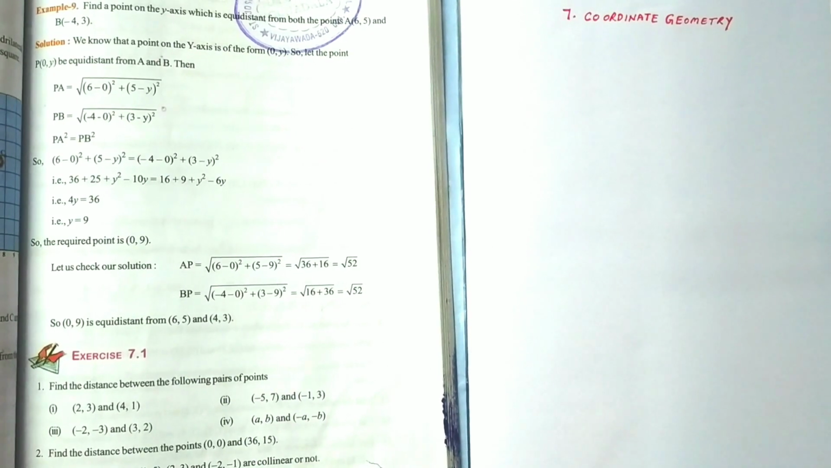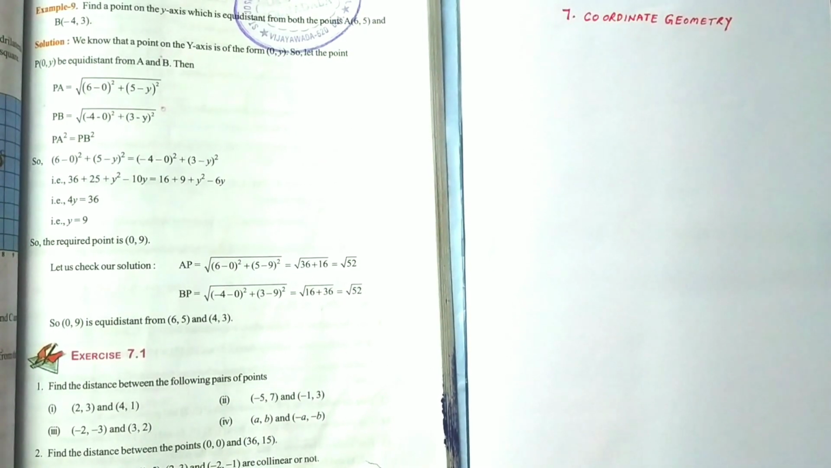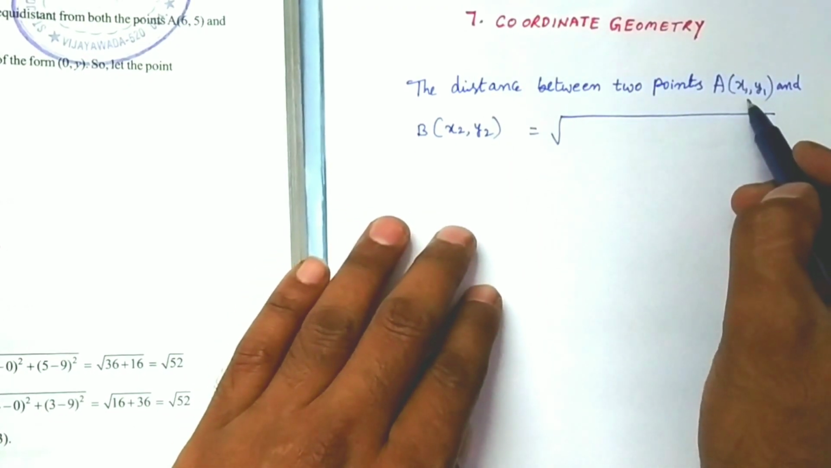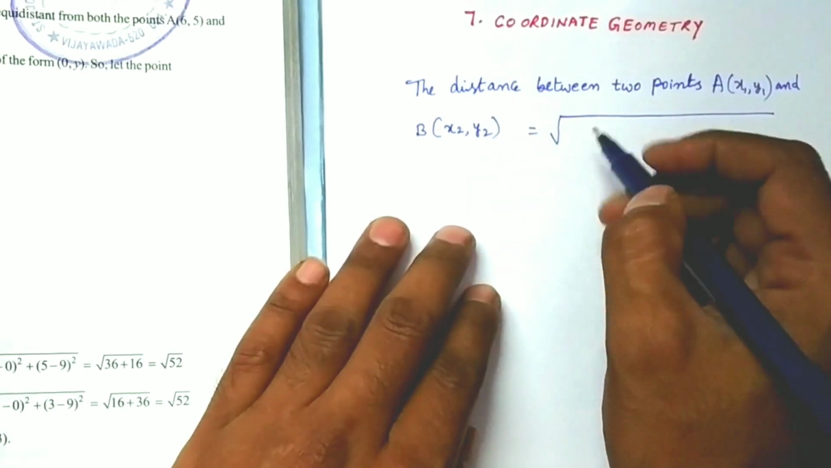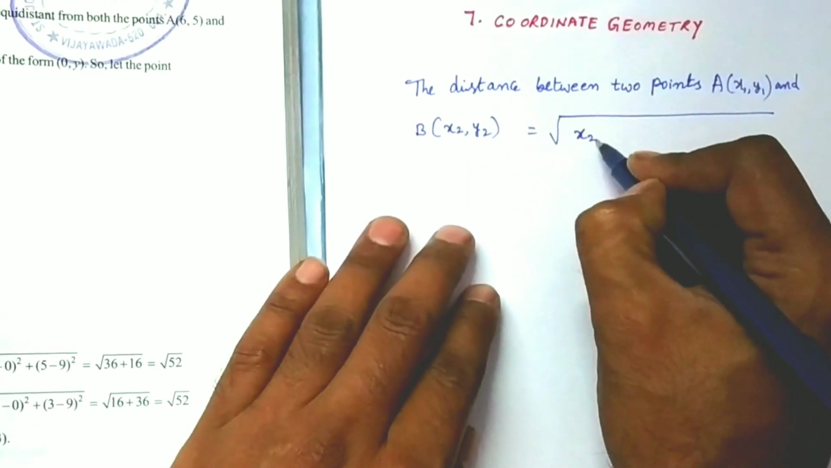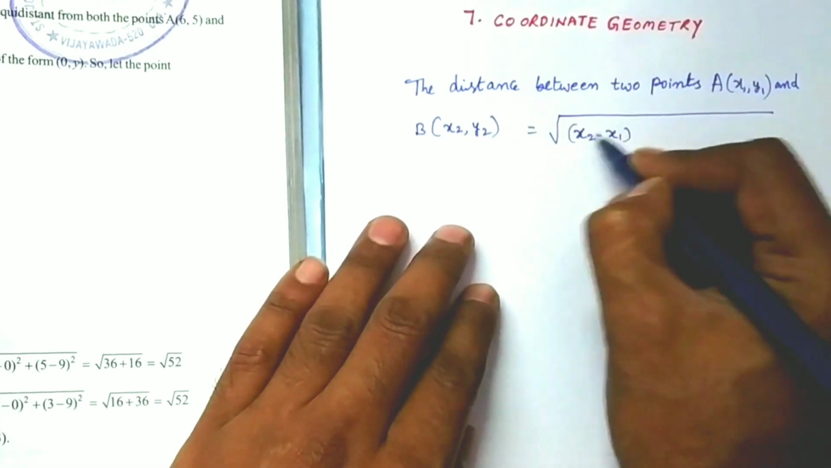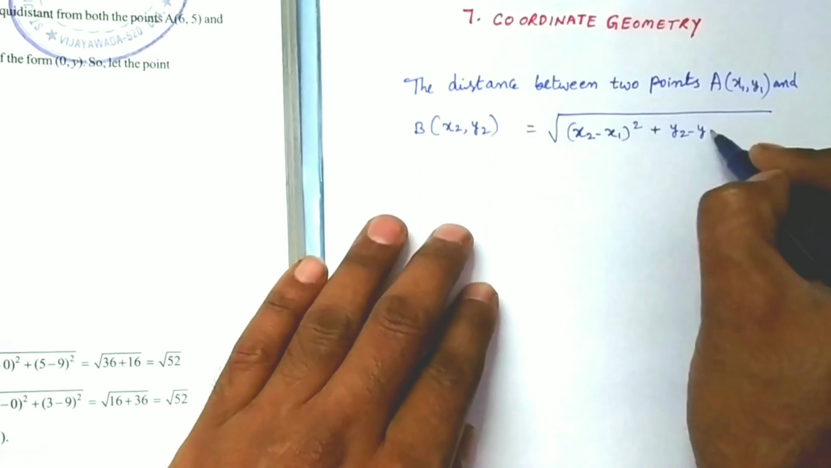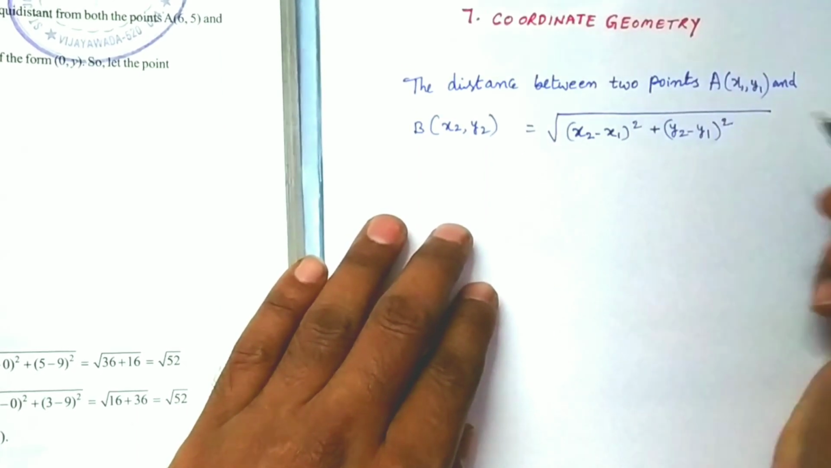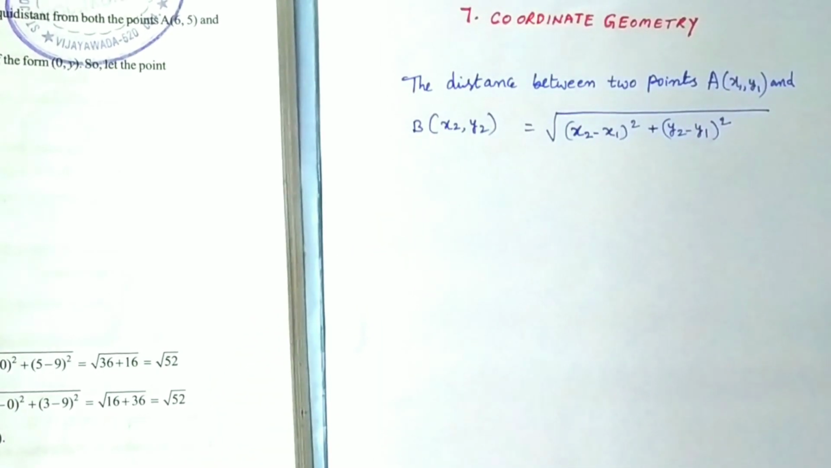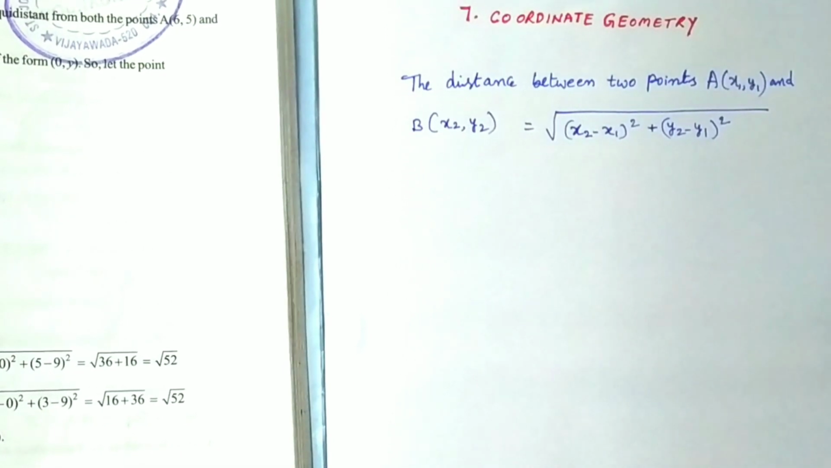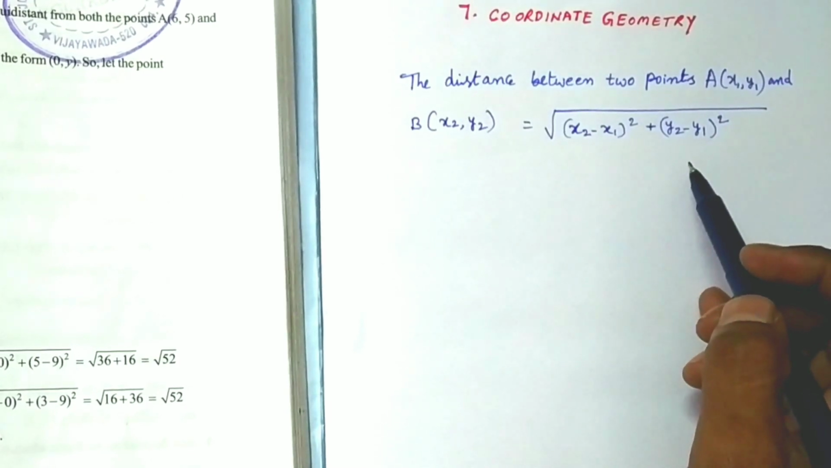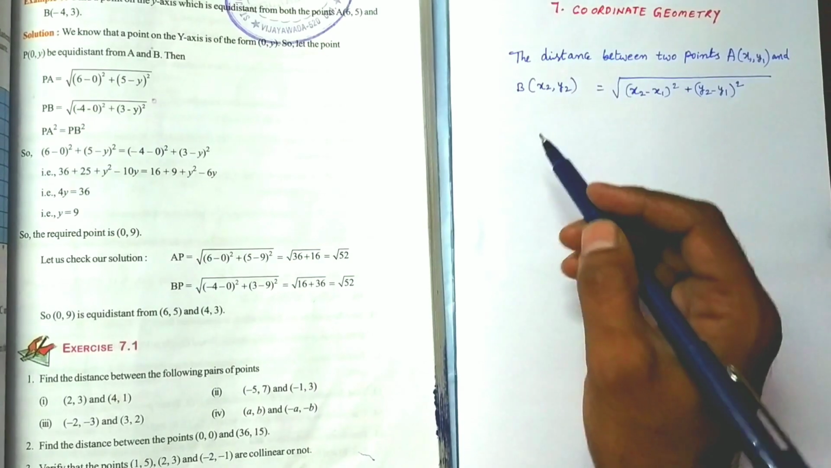So the distance between 2 points, A(x1, y1) and B(x2, y2), is equal to the square root of (x2 minus x1) whole square plus (y2 minus y1) whole square. So the complete exercise depends on this main formula. Let's go to do these problems.